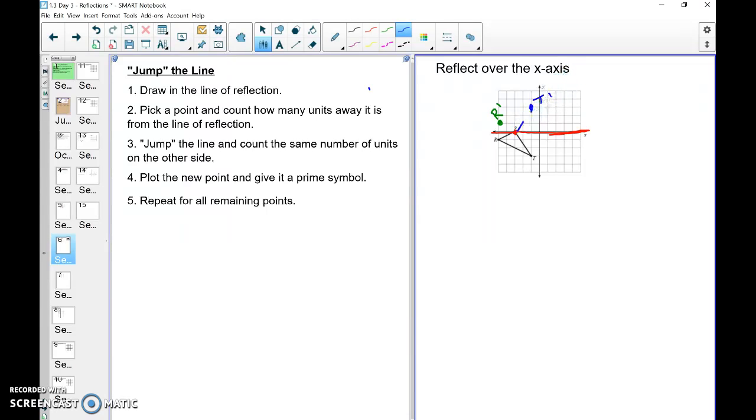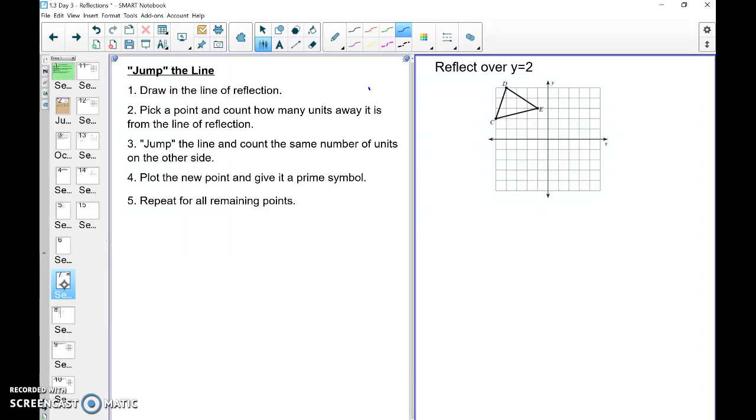So there's T prime. So if I connect them, and imagine if I folded this paper across that red line, you should get that same picture over there. And if you're not sure what my points are, you should be able to do this on your own. You should be counting the steps yourself, not just trying to copy my picture, because it's a little messy. All right.